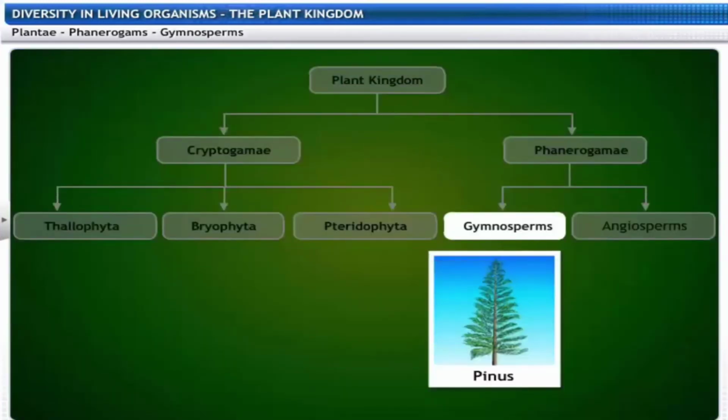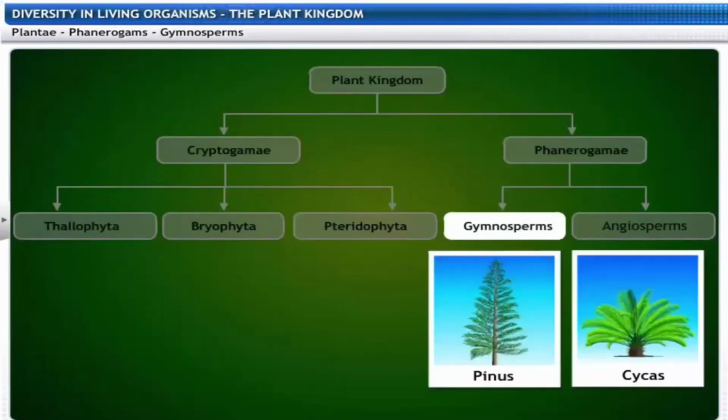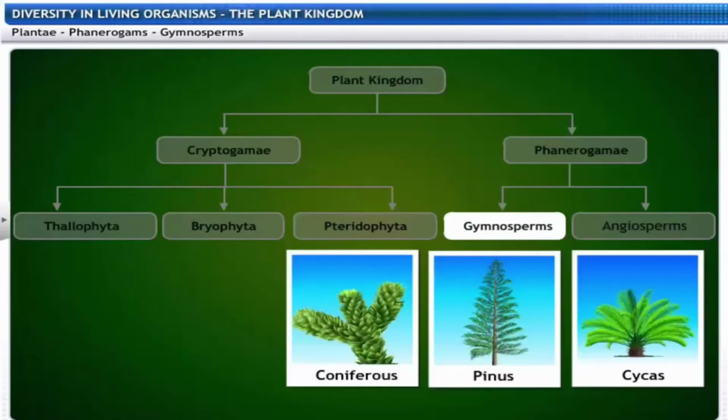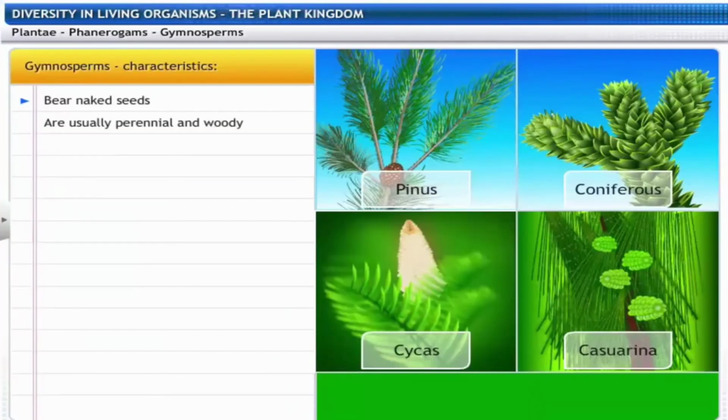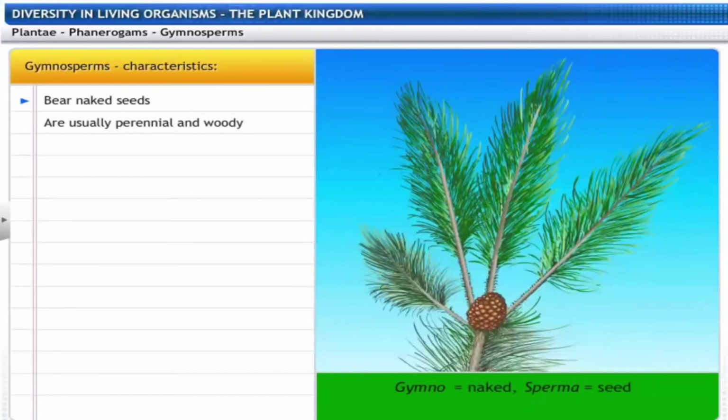Let us now see gymnosperms in detail. Pinus, cycas, and other coniferous plants come under gymnosperms. The word gymnosperm is made from two Greek words, gymno, which means naked, and sperma, which means seed. The plants of this group bear naked seeds and are usually perennial, evergreen, and woody.